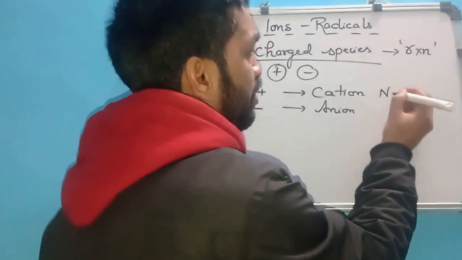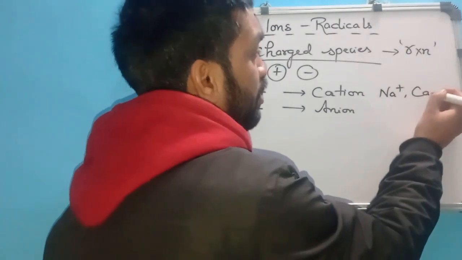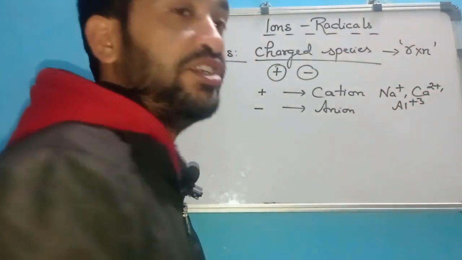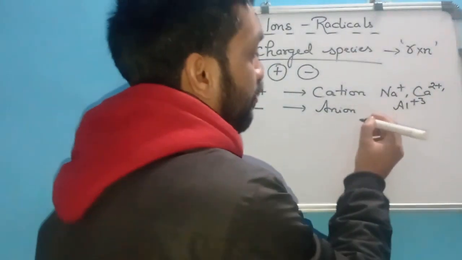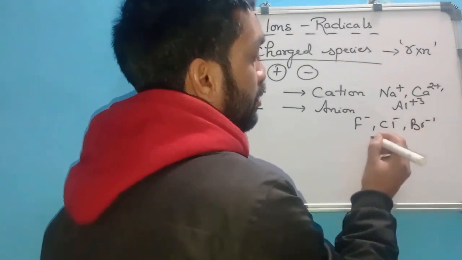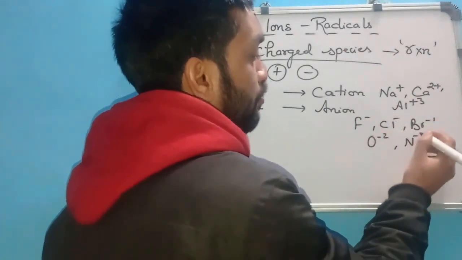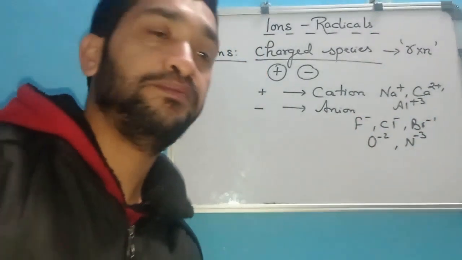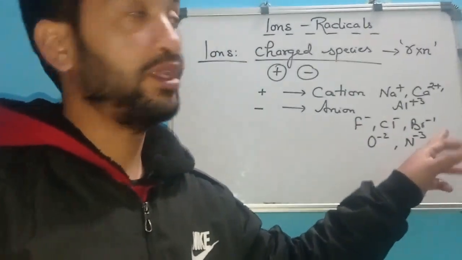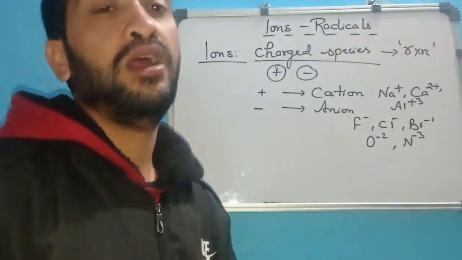See, for cation we can write Na+. Here we can write Ca2+. Here we can write Al3+. These are cations. And what are anions? Negative ones, like fluoride, chloride, bromide, oxygen -2, nitrogen -3. All these things are called as anion. See, all the anions have negative charge over it, and all the cations have positive charge over it.